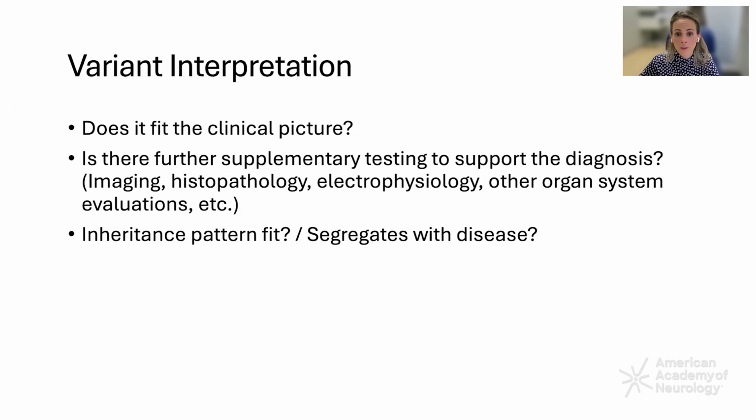Does the inheritance pattern fit? Does the variant segregate with disease? So for example, if a disease is inherited in an autosomal recessive fashion, then you need 2 variants to be causative of the disease. Or if an unaffected family member has the same variant, it should call the diagnosis into question and raise questions about reduced penetrance or phenotypic variability.